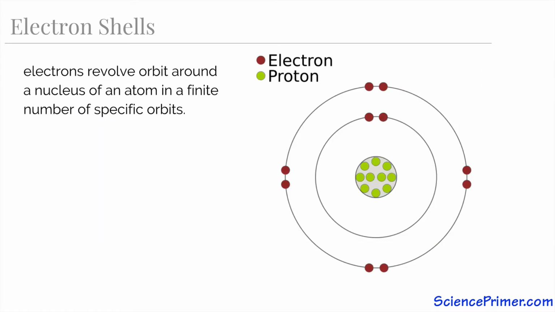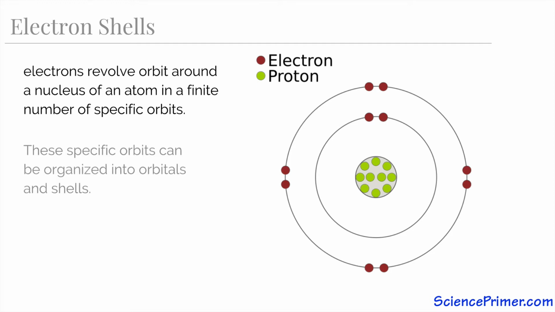Starting from knowing that electrons orbit the nucleus of an atom in a finite number of specific orbitals, we can explain the organization of the periodic table by adding some additional information. First, the specific orbits that electrons can be in are organized into s, p, d, and f orbitals, and these orbitals can be further grouped by shell. Not all shells have all orbital types, but they do occur in predictable patterns.